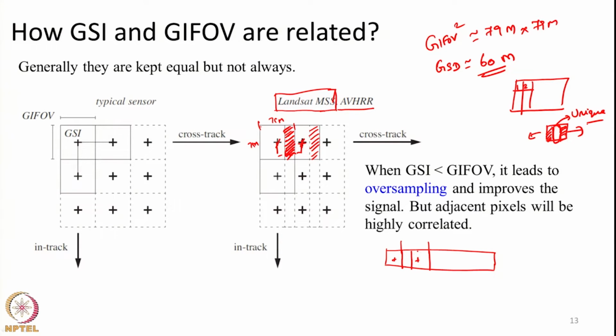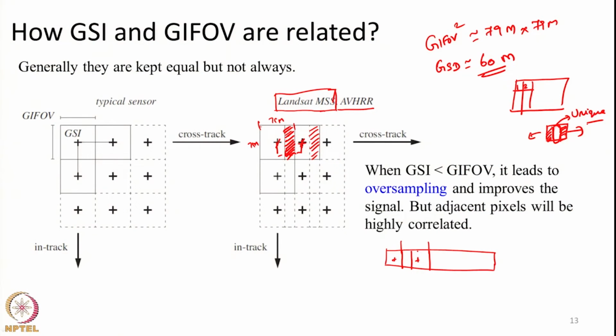This is called oversampling. Why was oversampling done? Oversampling was done to increase the amount of signal that came in to the sensor. That will improve the signal to noise ratio in one sense, and also the image quality will be better because of this larger signal that is coming in. In order to improve the image quality, they designed the system like this.